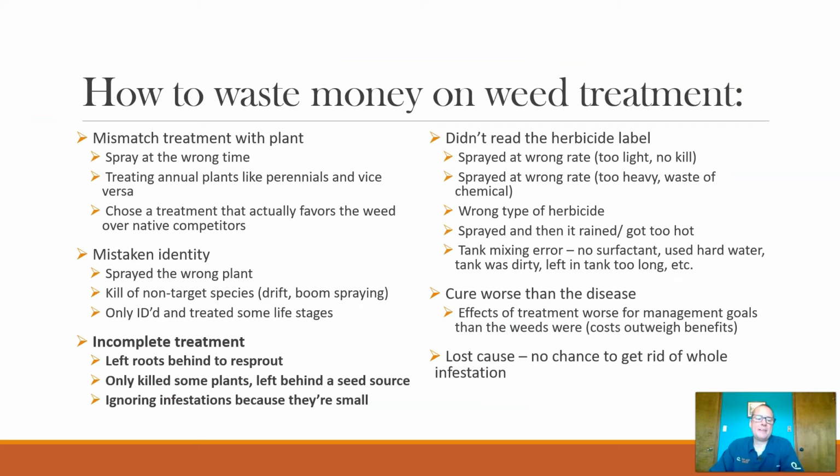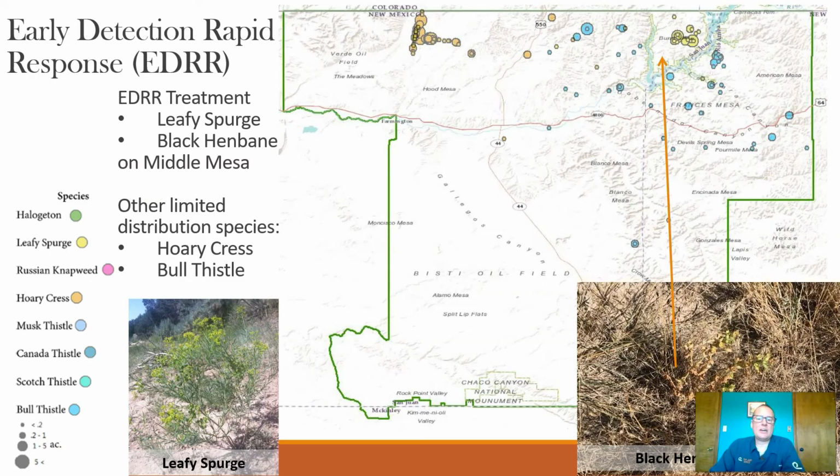Also, incomplete treatment: leaving the roots behind to resprout, as we talked about, only killing some plants or leaving some behind for a seed source, or ignoring infestations because they're small. All of this is important, especially for our Class A noxious weeds, because we don't have a lot of them yet. So when we do find those noxious weeds on the Class A list, such as the black henbane or the leafy spurge, we apply early detection rapid response. We treat them swiftly and make sure to treat them appropriately so that we can, as quickly and effectively as possible, eradicate them or prevent them from spreading further.